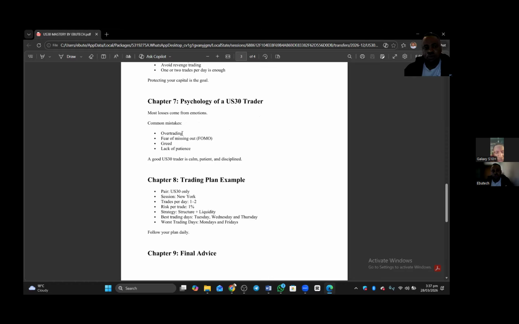Number one is overtrading. Take for instance, you have made $100 profit, but you want to make more money. You are not being contented. This is one of the challenges that traders face. When you make your daily profit, your daily target, you still want to make more money and thereby lose all the money that you've already made, the profit that you've already made.